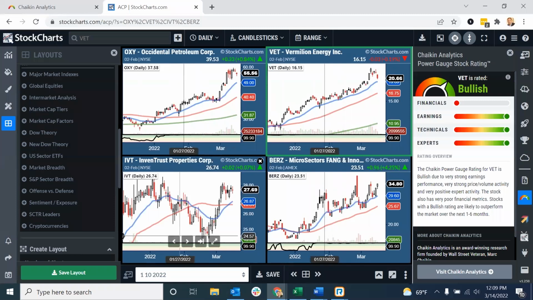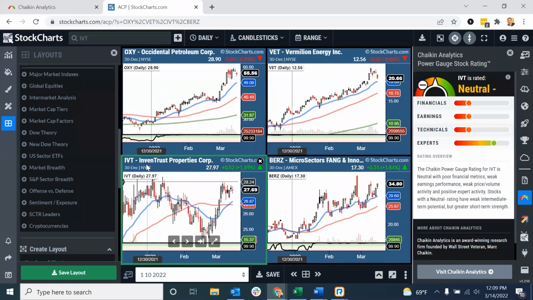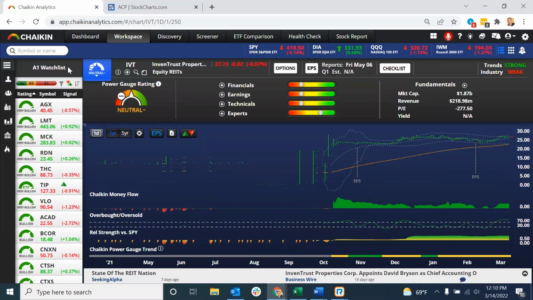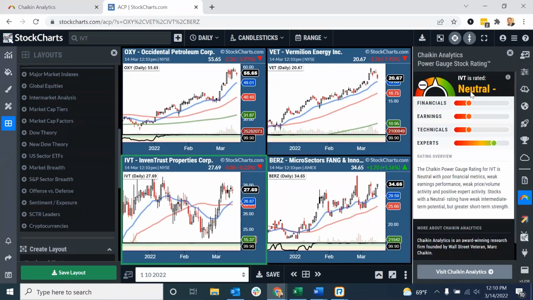Let's see, where's my cursor? There it is. IVT, Inventrust Properties Corp. Now, not much that's very bullish here on the Power Gauge, but it's neutral negative, and that tells you something right off the bat. What you need to know there right away, let's take a look, is this. Wow, it is an odd looking chart. So we've got a sort of screwy chart here.